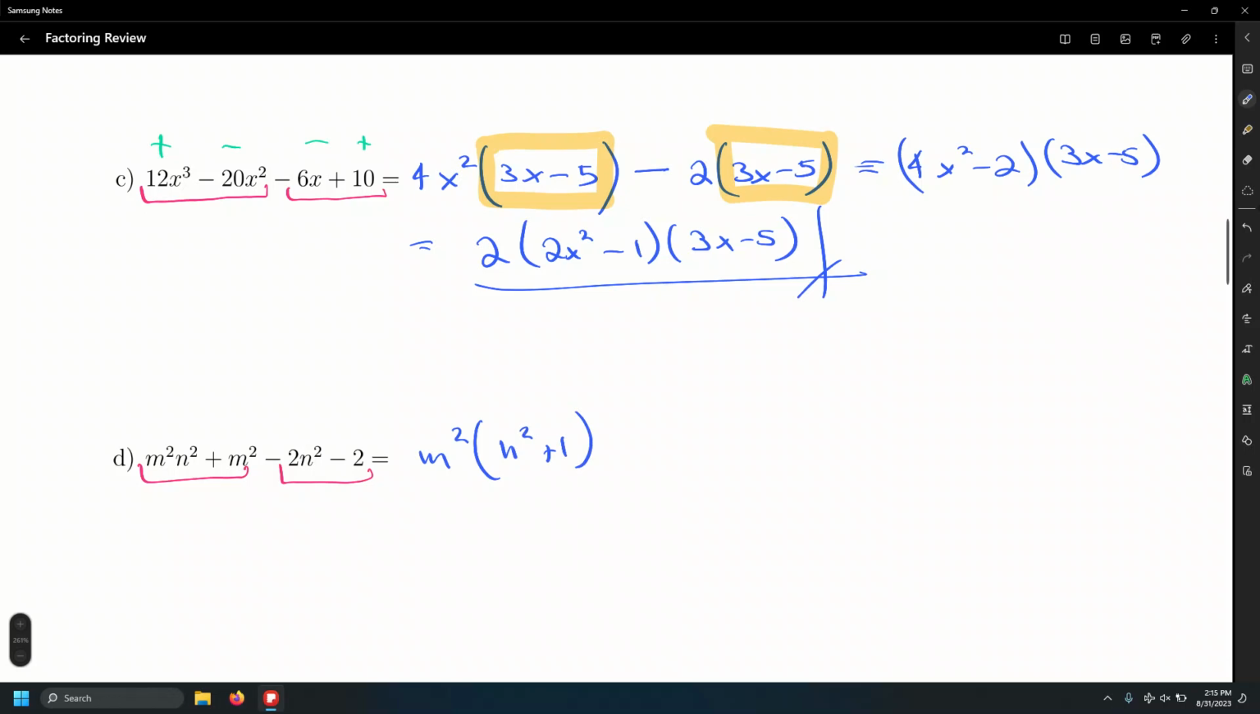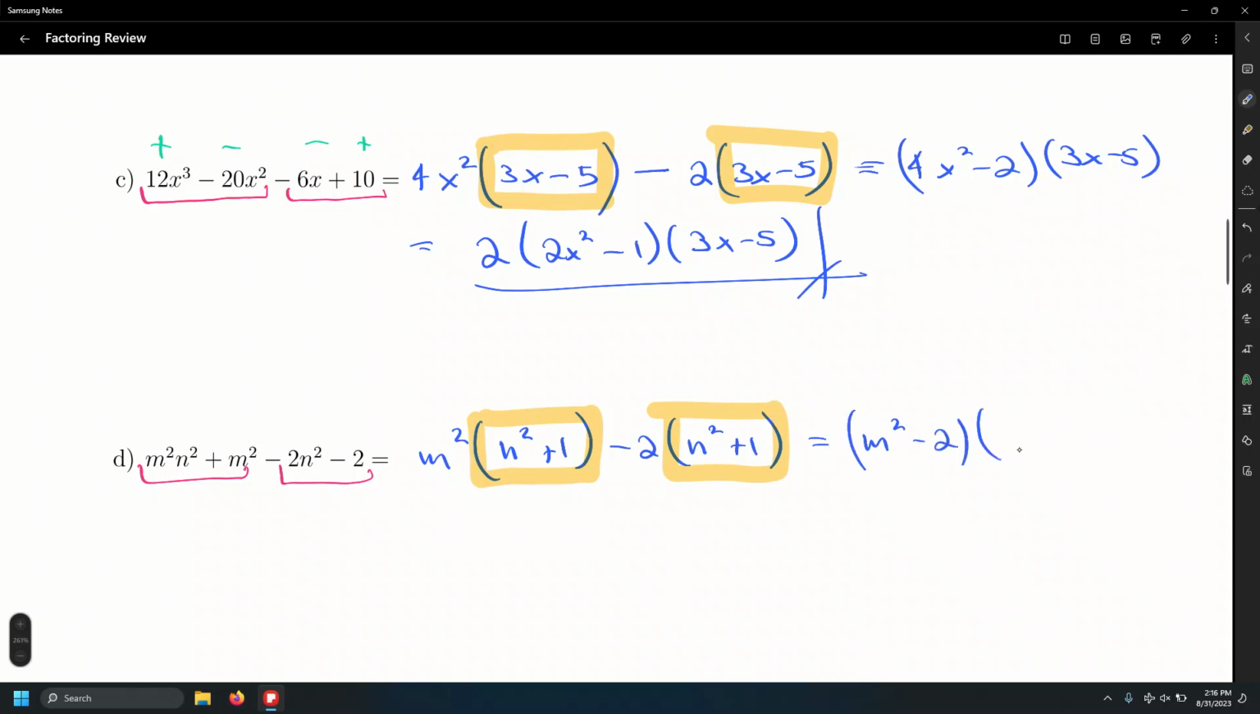Again, think of doing this backwards. m squared times n squared is equal to m squared n squared. And n squared times 1 is going to take us back to m squared. And over here, negative 2 times n squared plus 1. And now, notice how we can see the new greatest common factor. That's going to be equal to m squared minus 2 and n squared plus 1.